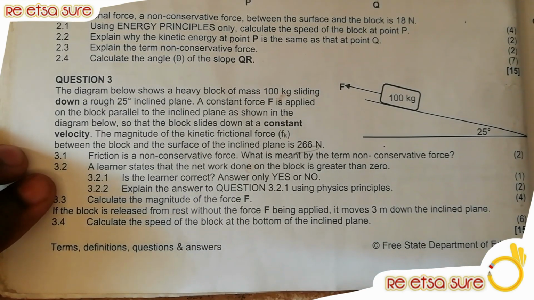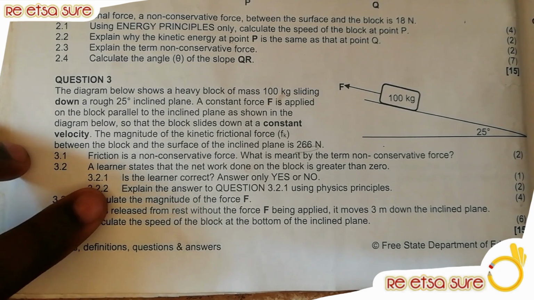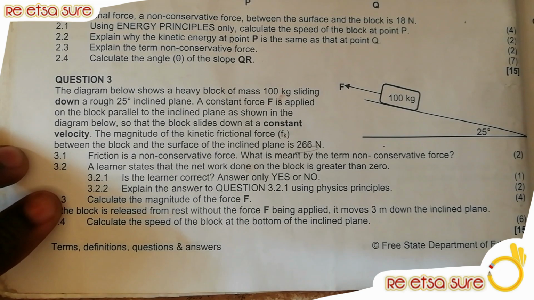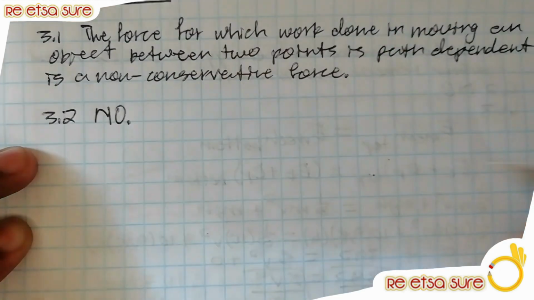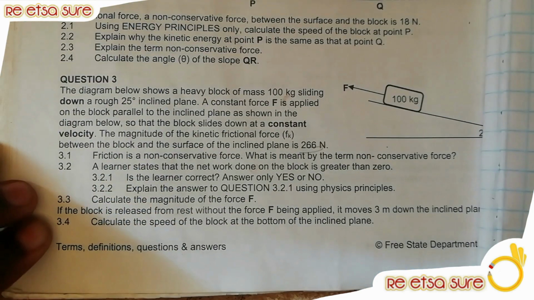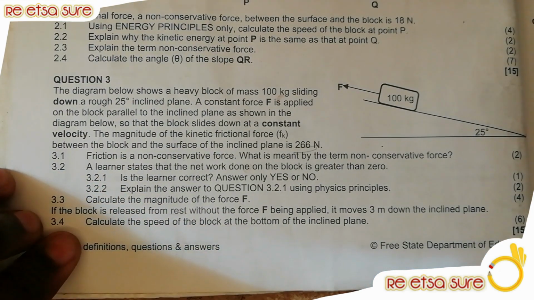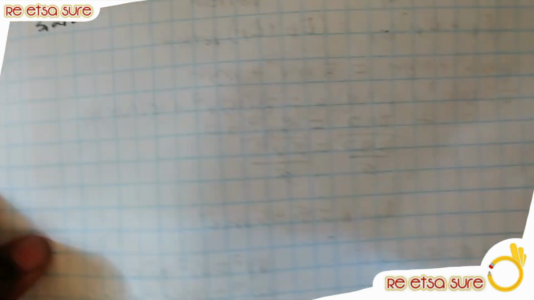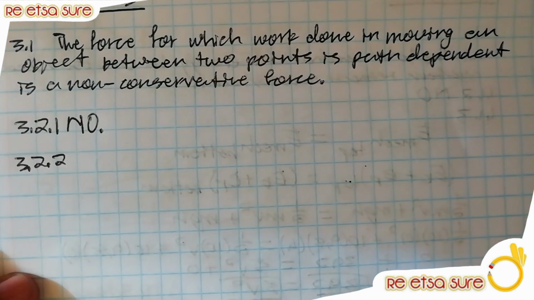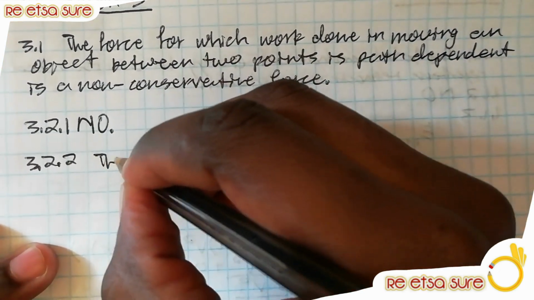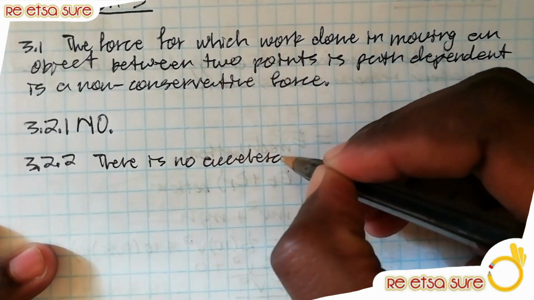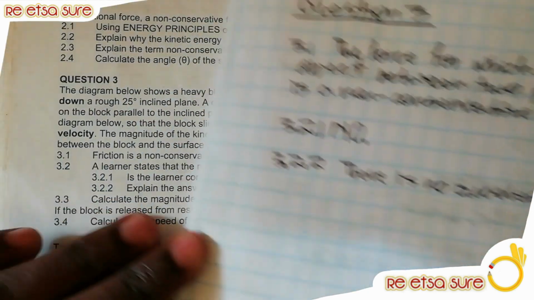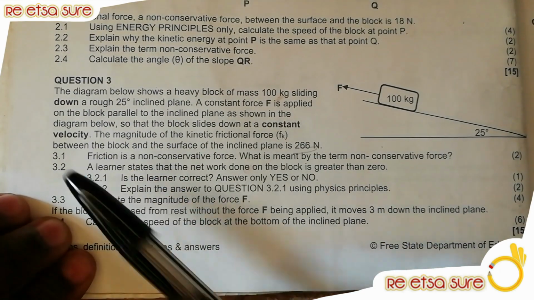3.2. Elena states that the net work done on the block is greater than 0. 3.2.1. Is the learner correct? Answer only yes or no. Well, the learner is not correct, so we say no. Why? Explain the answer to question 3.2.1 using physics principles. Well, the learner is not correct because there is no acceleration. Because they told us that the object is moving at constant velocity.